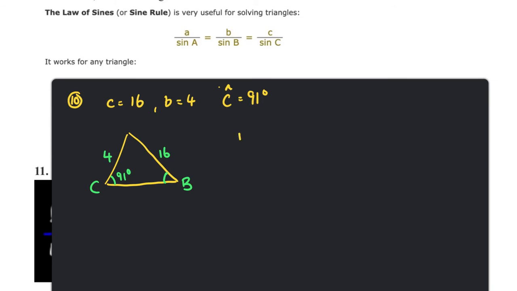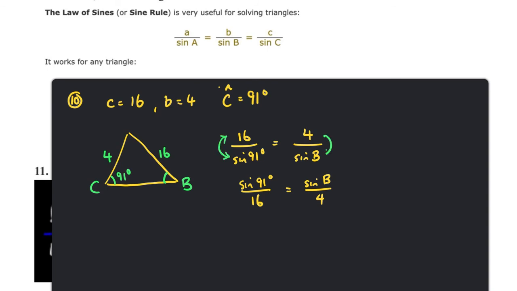So we know that, the formula is there, 16 over sine 91 equals 4 over sine B. So what we're going to do is actually flip both sides of fractions. So we can say sine 91 over 16 equals sine b over 4. So we've actually just flipped both fractions here, and it's still equal to each other. Now I'm going to bring the 4 up here and multiply. So I know that 4 times sine 91 over 16 equals sine b.